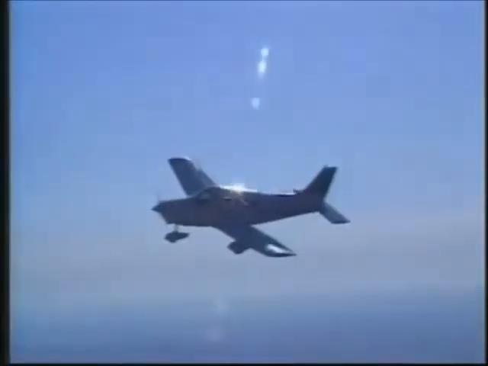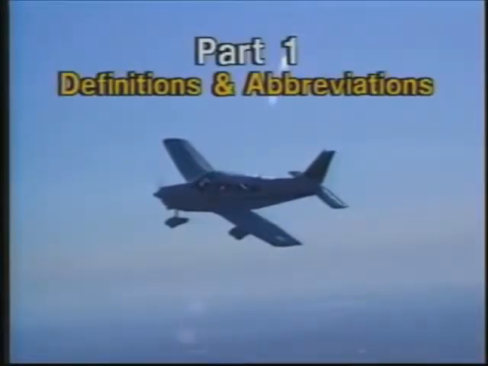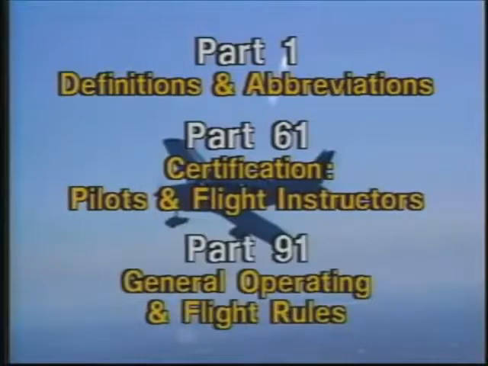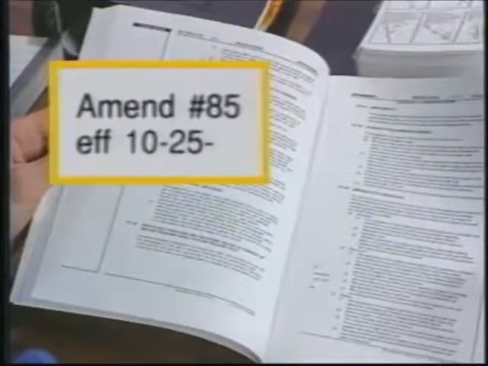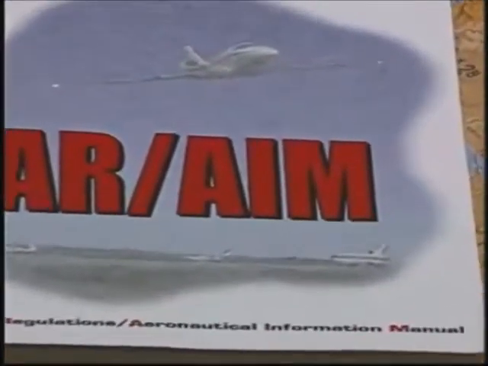A few of the areas you should be familiar with are Part 1, Definitions and Abbreviations. Part 61, Certification of Pilots and Flight Instructors. And Part 91, General Operating and Flight Rules. Due to the ongoing changes in the FARs, it's important that you have access to current editions and review them periodically. Another publication you should be familiar with is the Aeronautical Information Manual, or AIM.